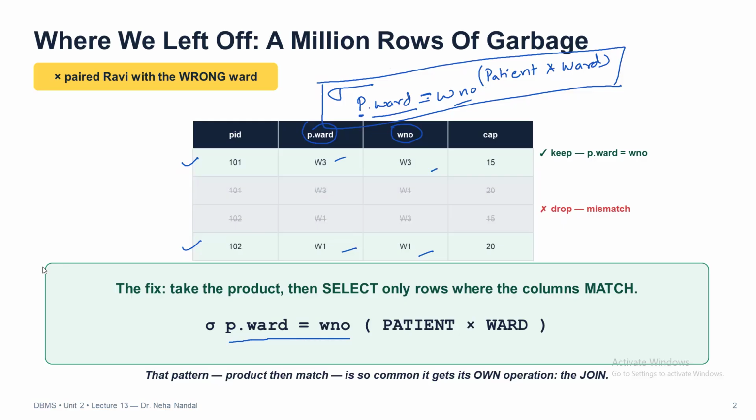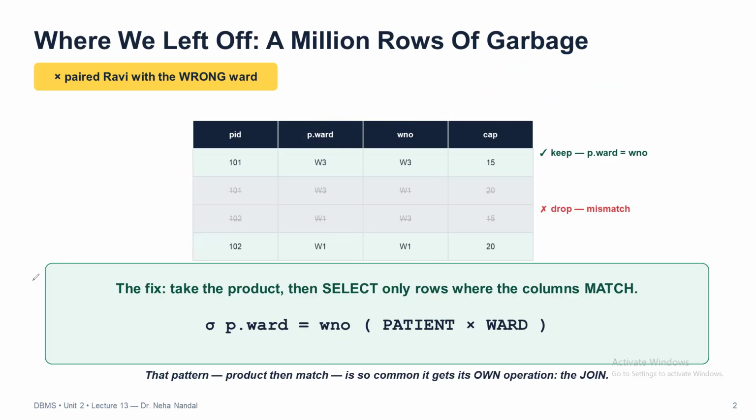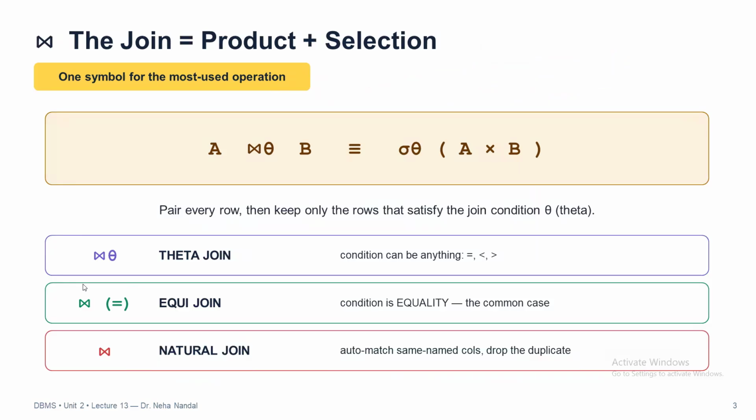Okay, so that combination is so common, so fundamental, that it gets its own operation and its own symbol, which is called join. It is the single most important operation in all databases. Now we'll see the definition of join and we will work on it more. So what is join basically? Join can be of different types, that also we will see.